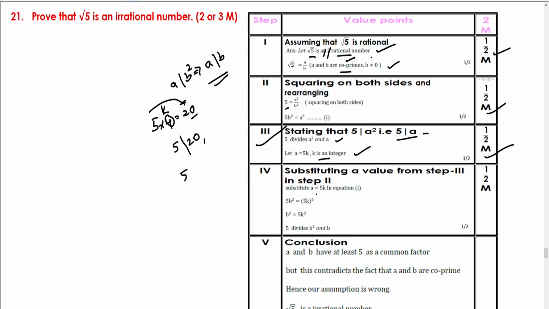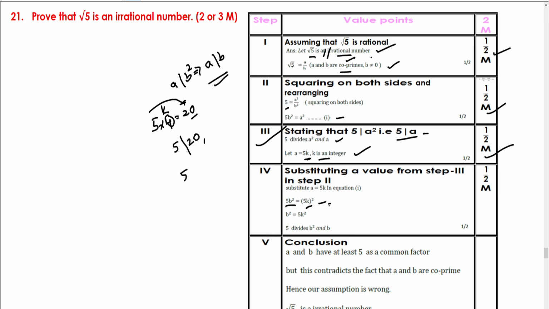Now substituting a value. Observe, in equation step 2, we got 5b square is equal to a square. You substitute a is equal to 5k obtained in the second step. What do you get here? That 5b square becomes equal to 5k whole square. Right? Now 5k whole square becomes what?